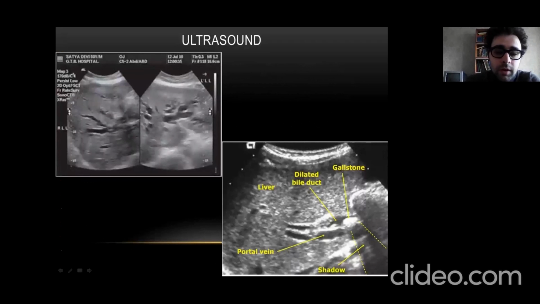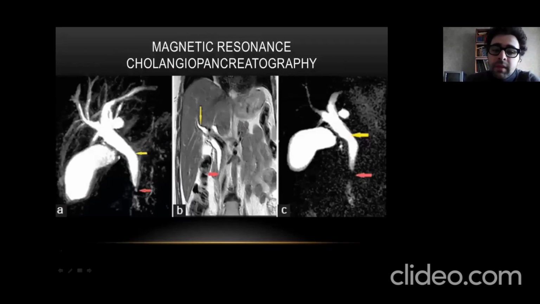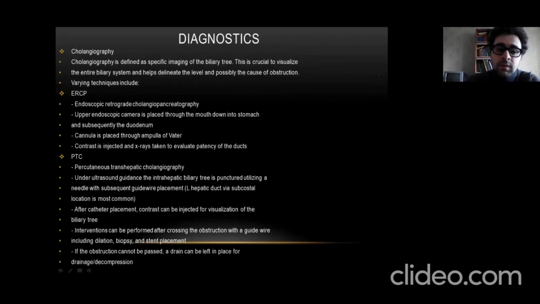Look here, a very big, dilated bile duct. MRI, also big, dilated bile ducts. ERCP, percutaneous transhepatic cholangiography. Why are they all made? To understand the reason of the block. Gallstones, malignancies. Do you understand? If it is malignancy, you should make a biopsy. Because of that, it is very important.